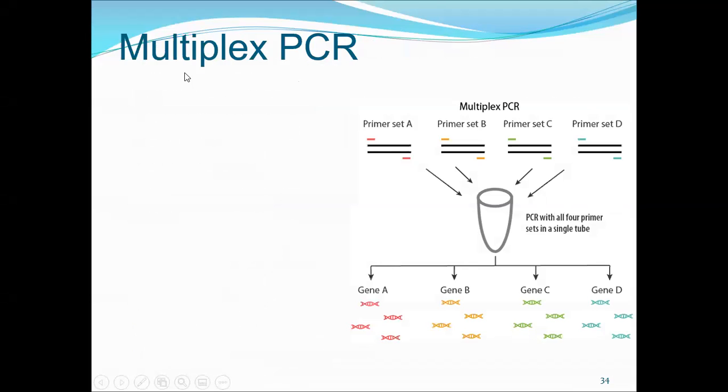As the term suggests, multiplexing means more than one set of primers in a single PCR reaction. So in this one, what happens is you'll have more than one or two sets of primers amplifying the different regions of the template DNA.